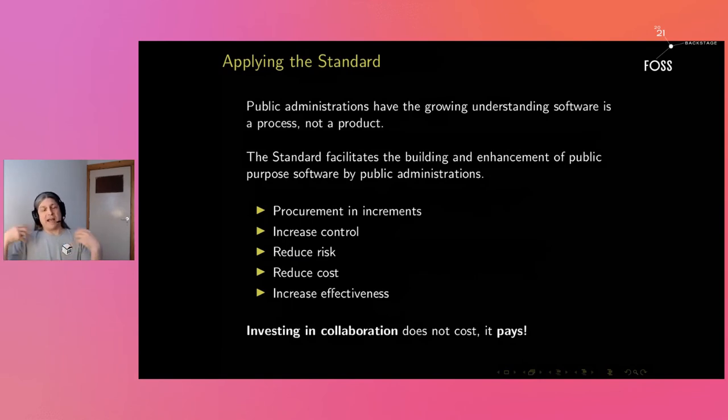And so as they're collaborating, the public administrations are having the growing understanding that the software that they're working on is going to be evolving to fit their needs over time, and that they can collaborate on procuring the next feature rather than trying to understand all of what their possible needs are up front, that they can work incrementally, which is a very different model than the way they've done procurement in the past. But because they're using the standard, because they're collaborating with others using the standard, they have confidence that these procurements are going to add up to giving them that increased control, the reduction in risks and costs, and they'll see their tax spend be more effective because the sum is adding up to something greater than the parts.